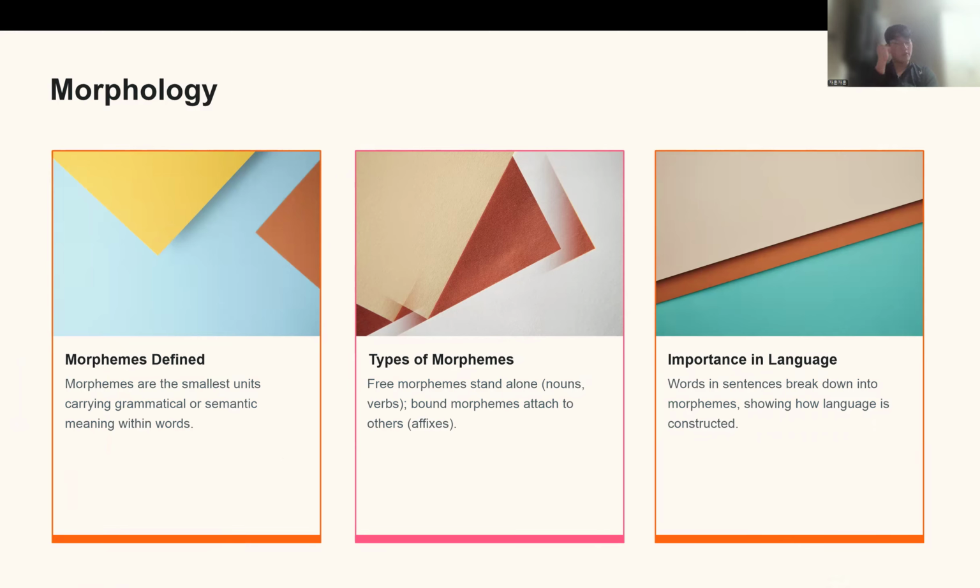These morphemes are very important in analyzing language because they grow up to be words, and words grow up to be sentences, and this shows how language is constructed.